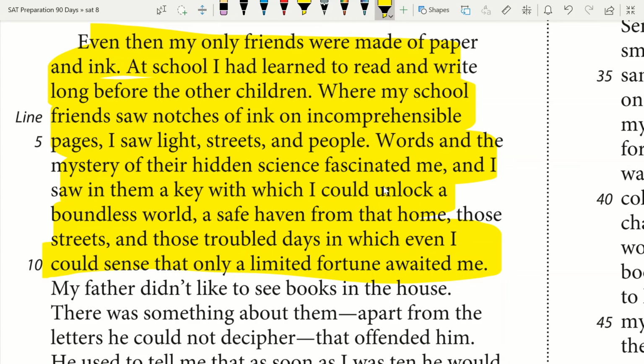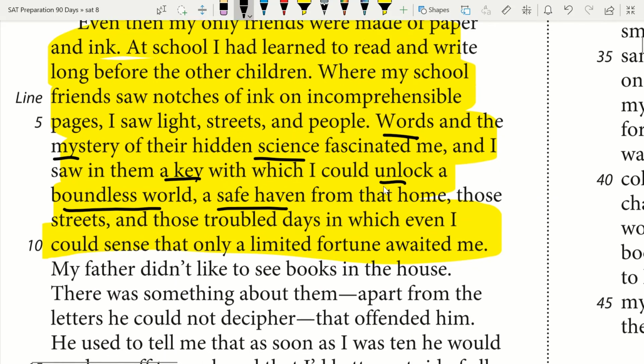All right, so what is this showing? Well, we know that this narrator obviously has a strong passion for writing and for reading, right? Those words and the mystery of their hidden science fascinated him. He saw them as a key to unlock a boundless world, a safe haven from the struggles in which he grew up. So it's really describing his passion for writing and reading here.